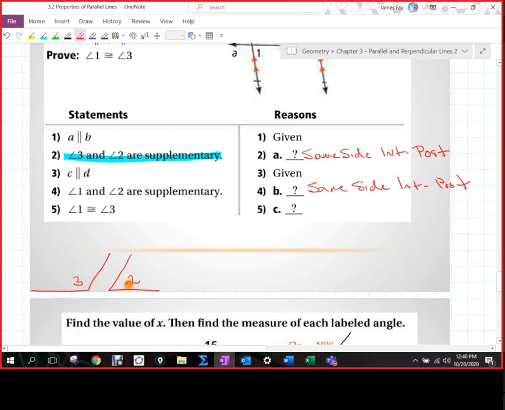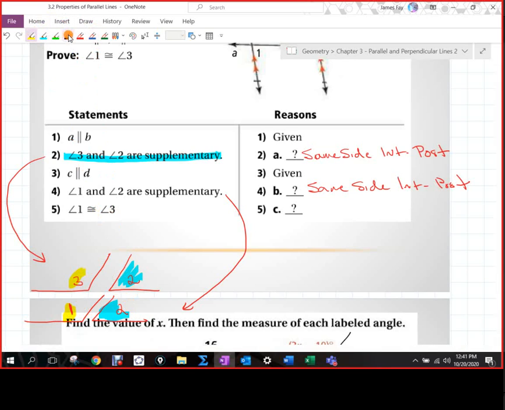I'm going to now take angle 2 again. So 3 and 2 supplementary is coming from that line right there. This line right here, 2 and 1 are supplementary. Well, if I start with angle 2 and angle 1 has to be supplementary to it, angle 1 would have to kind of look like that, wouldn't it? What are you recognizing about angle 2 here and angle 2 there? They're the same, right? So what does that tell me about 1 compared to 3? They have to be the same, correct?